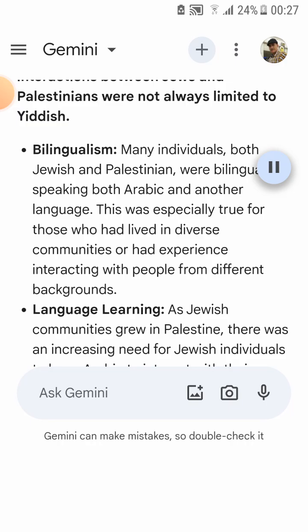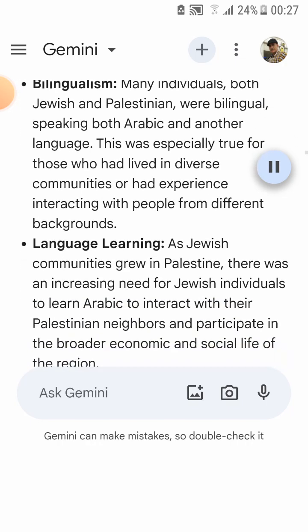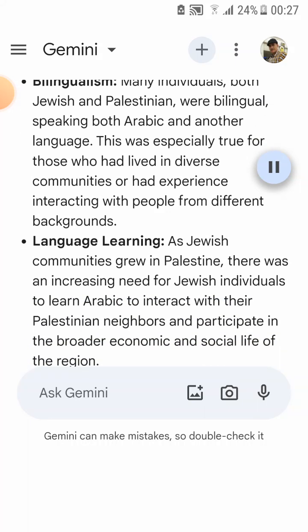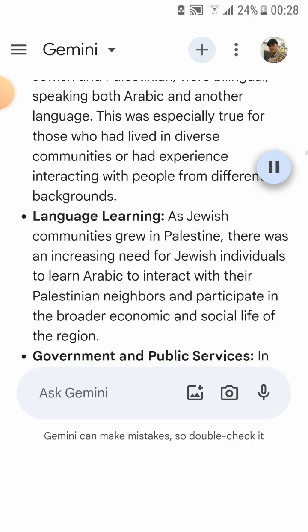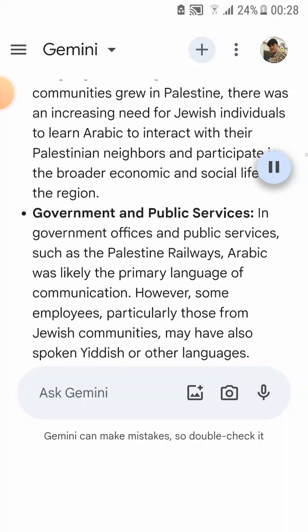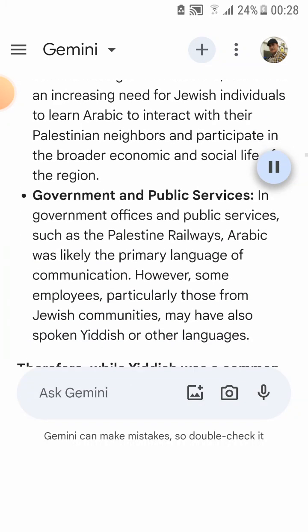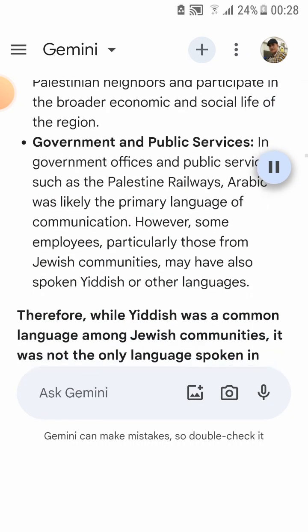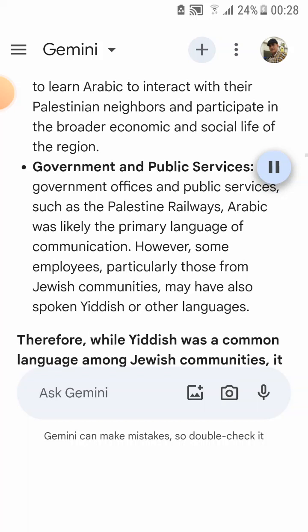This was especially true for those who had lived in diverse communities or had experience interacting with people from different backgrounds. Language learning. As Jewish communities grew in Palestine, there was an increasing need for Jewish individuals to learn Arabic to interact with their Palestinian neighbors and participate in the broader economic and social life of the region.